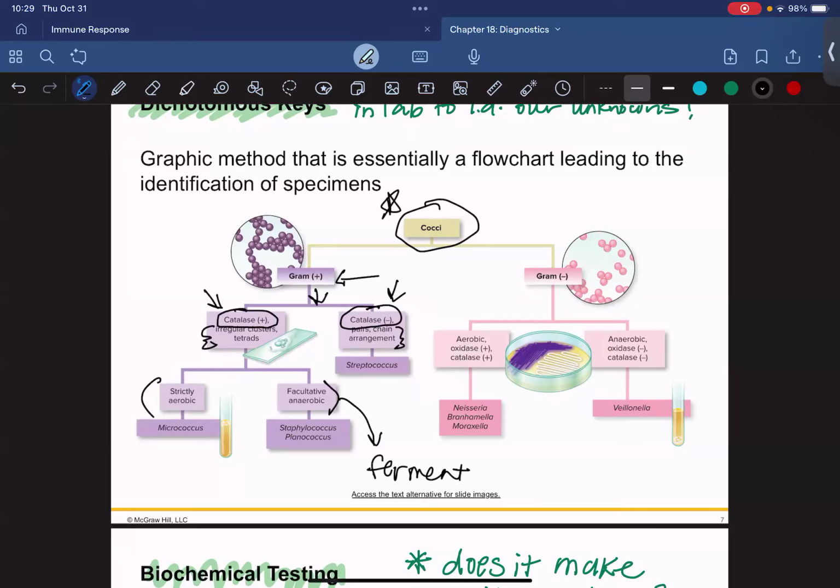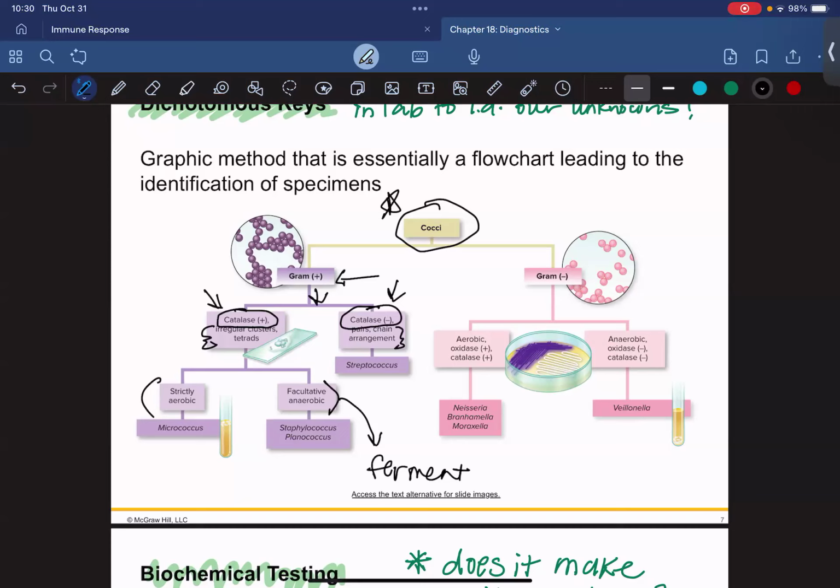And then based on the arrangements and whether it was positive or negative for catalase, which we learned about catalase, right? That was hydrogen peroxide being converted to water and oxygen. It's a test we're going to do at the end of our lab stuff. But if you get bubbles when you put hydrogen peroxide on your bacteria, you are catalase positive. You broke it down into oxygen. So that's all you do with it. Take your bacterial sample, look at it with a gram stain, see if it bubbles with hydrogen peroxide.